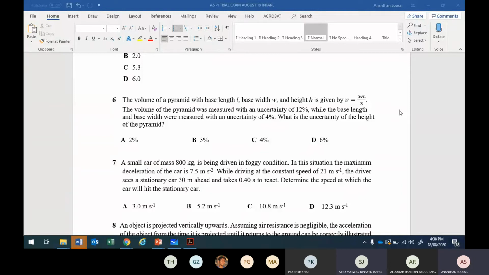So you can text me your answer, or you can tell me here itself. What is the uncertainty in the height of the pyramid?